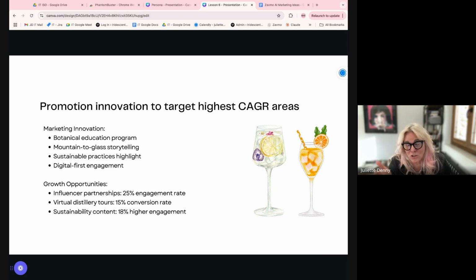So, digital first, it's all going to be about connecting with your market. And then there are other things you can do after that. How about getting the Prime Minister of Andorra to talk about it? I don't know if he's got a big social media presence, but we've got loads of social media people here in Andorra, so we could do some influencer partnerships. Well, look at that engagement rate. That's really, really high. We could do virtual distillery tours, which could be part of a specific club. And we can obviously do sustainability content. Again, all of these growth rates are much higher than the average.